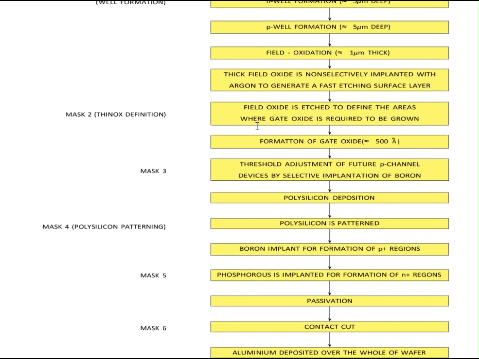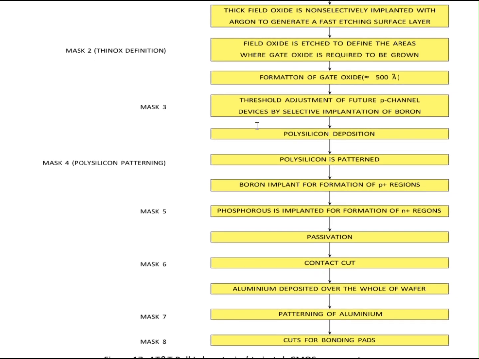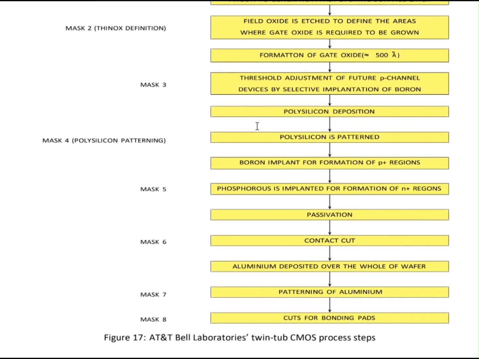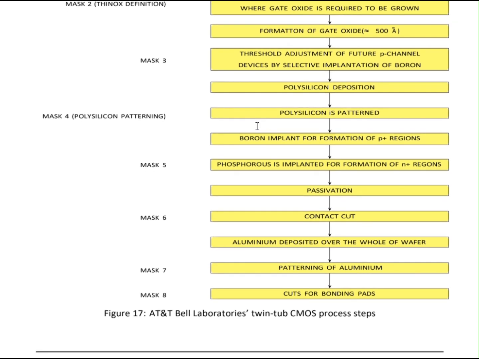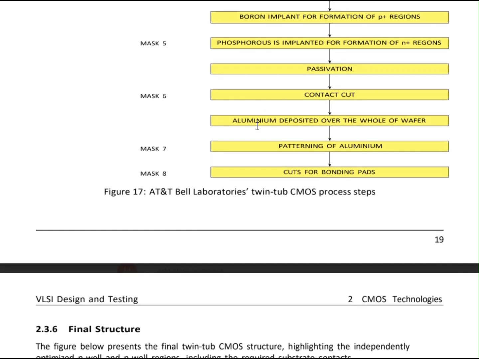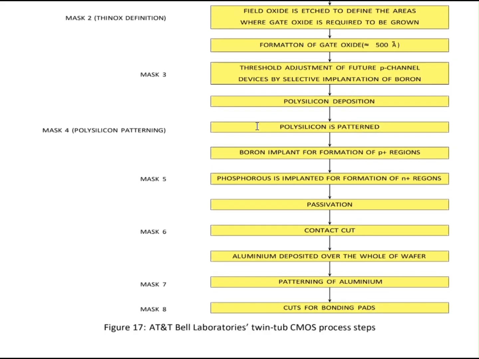After everything is formed, field oxide would be etched to define the areas where gate oxide is required. The last step would be polysilicon patterning, in which polysilicon deposition is done and then it is patterned, and then passivation, contact cut and cuts for bonding pads would be made. So this is the AT&T Bell Laboratories twin tub process step.